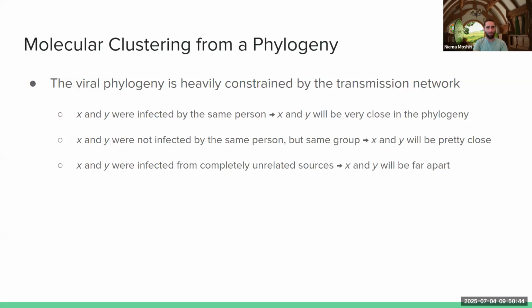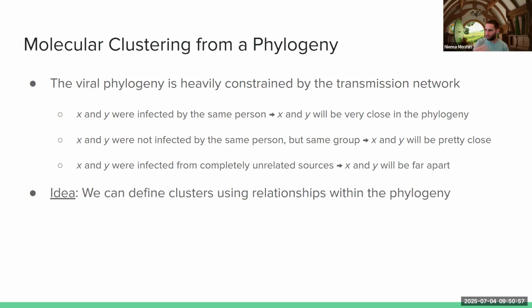Versus if X and Y were infected from completely unrelated sources, they're going to be very far apart in the evolutionary tree. So if I have the global evolutionary tree, they're going to be in completely arbitrary parts of the tree. So similarly, I can define clusters using relationships in this evolutionary tree.